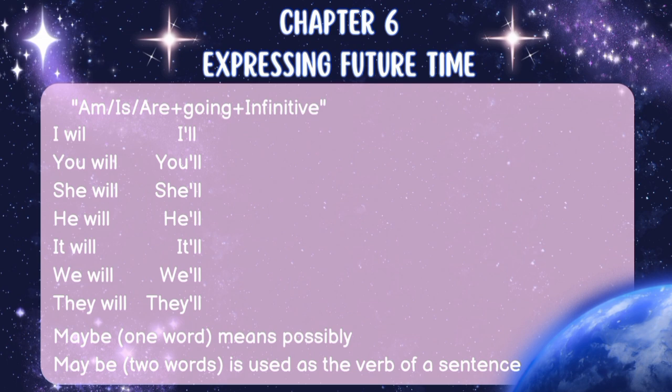May or might plus the simple form of the verb expresses a possibility in the future or a present possibility. The adverb maybe, one word, means possibly. Maybe comes in front of a subject and verb. May be, two words, is used as the verb of a sentence.